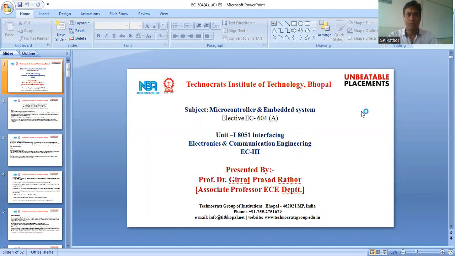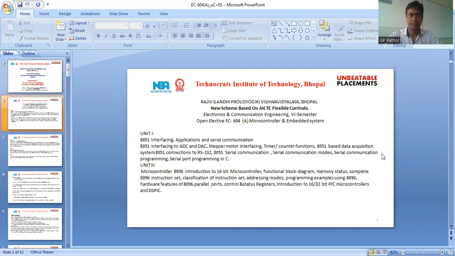So, the subject assigned to me is Microcontroller and Embedded System. It is an elective, EC604A. These are the new scheme based on AICTE flexible curricula.